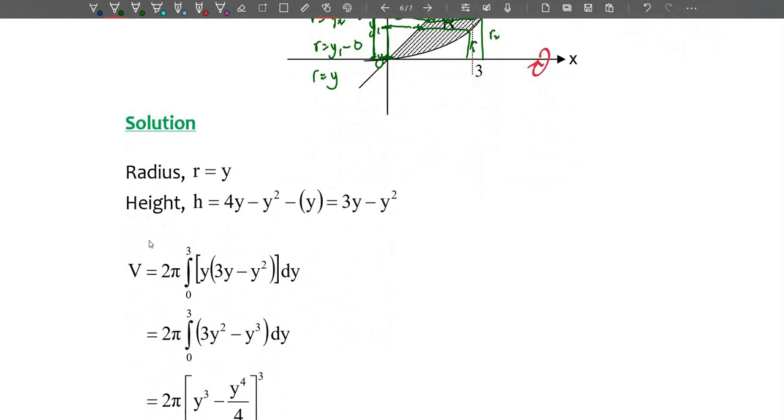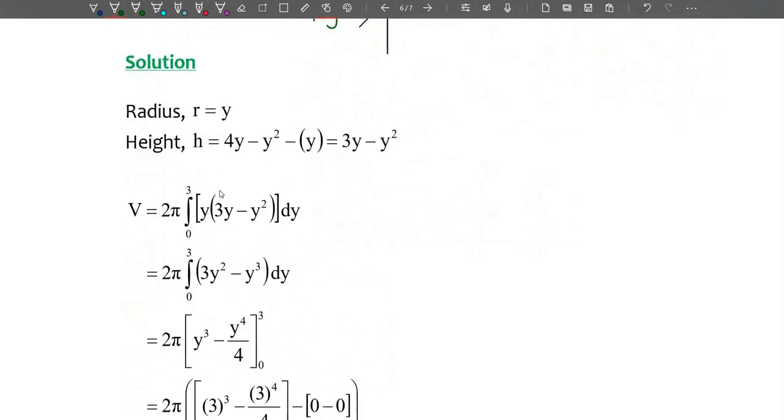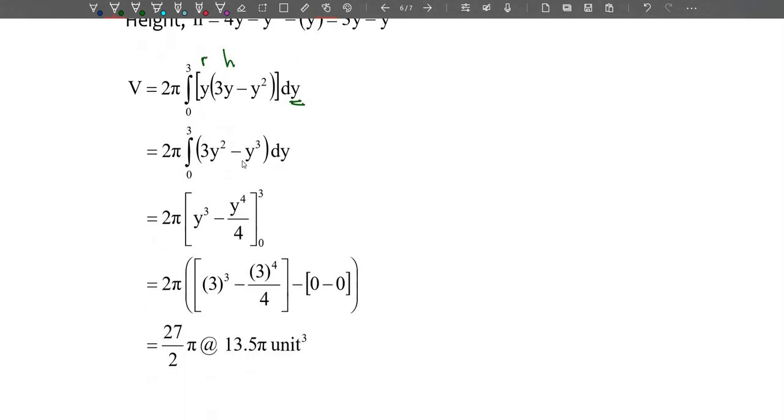Substitute the radius and height that have been determined into the formula. So V equals 2 pi integral from the lower boundary to the upper boundary, which is from 0 to 3 here, of r times h with respect to y. Expand these equations, and we have 3y squared minus y cubed. Integrating, it will be this one, because 3y cubed over 3 will be y cubed only, minus y to the power of 4 over 4.